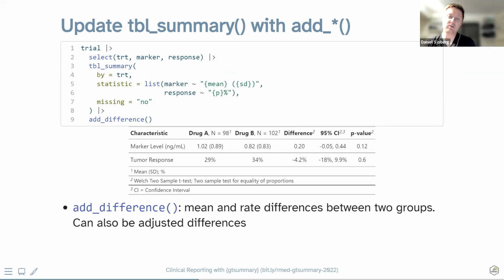And just as an FYI, the add p and add difference functions, there are all sorts of tests available to you. It can handle correlated data. So if you need to do p-values and differences that are calculated from, for example, a random effects model, that model is pre-built into gtsummary, so it's easy to use.